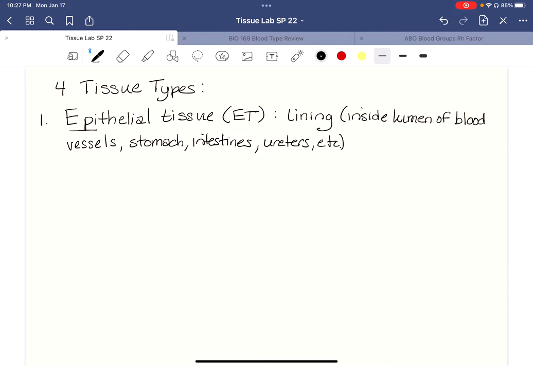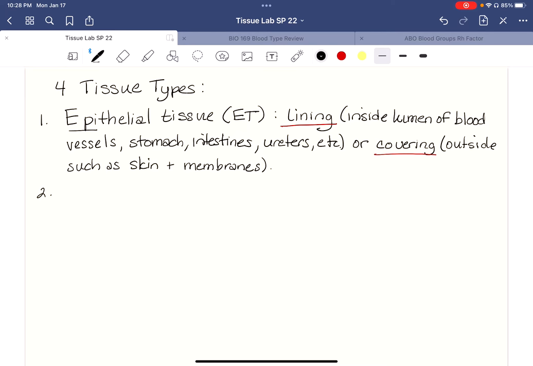The other place where epithelial tissue is found is as coverings. So it's lining or covering. And this would be the outside of the body, such as the skin. It's the easiest one to think about. And the membranes, such as those in the oral mucosa, the vaginal, or the anal mucosa. So we have lining and covering.